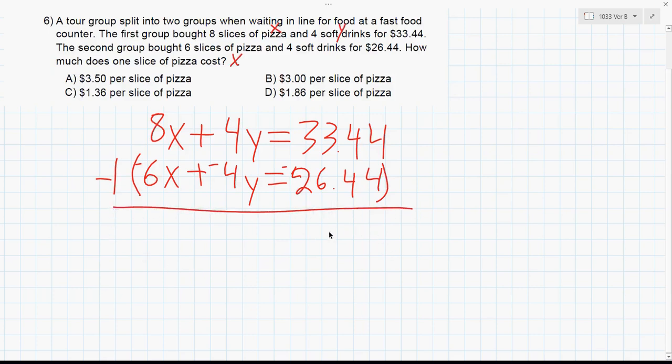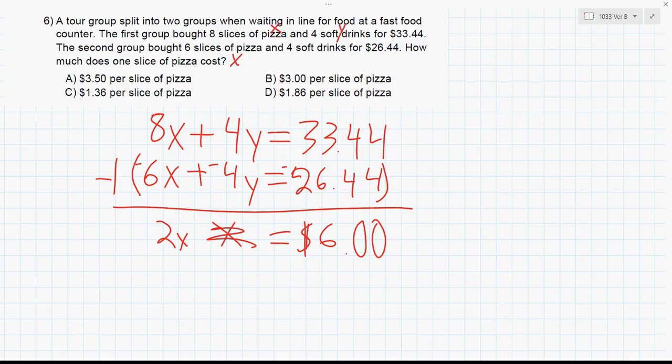So now if we have 8x minus 6x, that will give us 2x. The 4y's end up canceling out to nothing, and then that's going to equal 44 minus 44, 0. And then 33 minus 26 will give us 7, so it's going to be $6. So $6 will give us 2 slices of pizza, which means each slice of pizza will cost us $3, because we'll just divide both sides by 2. Yep. And that means that our x will equal $3.